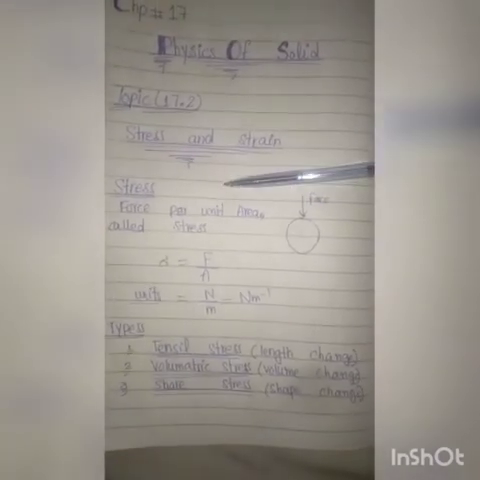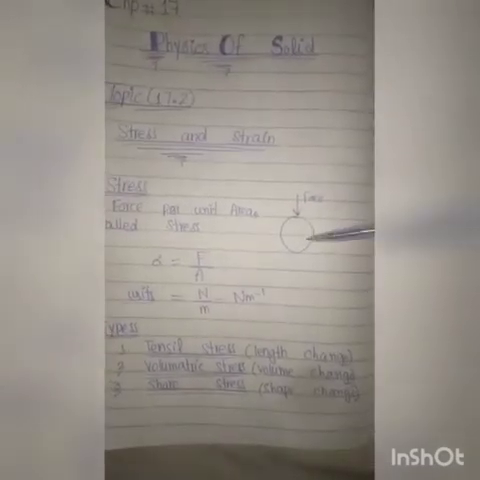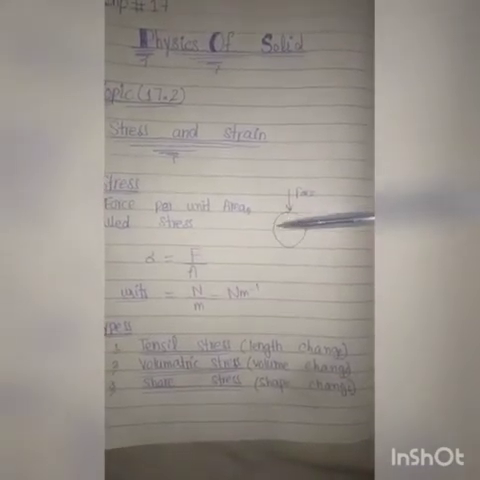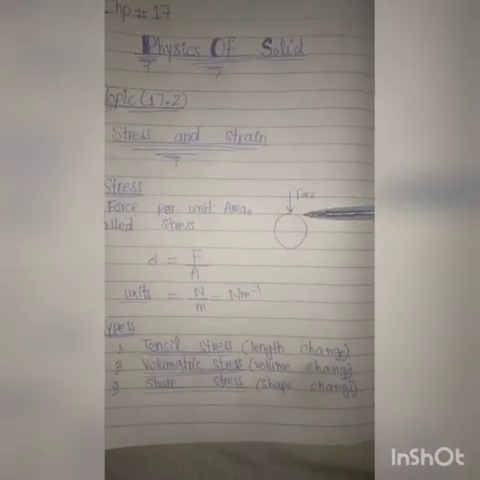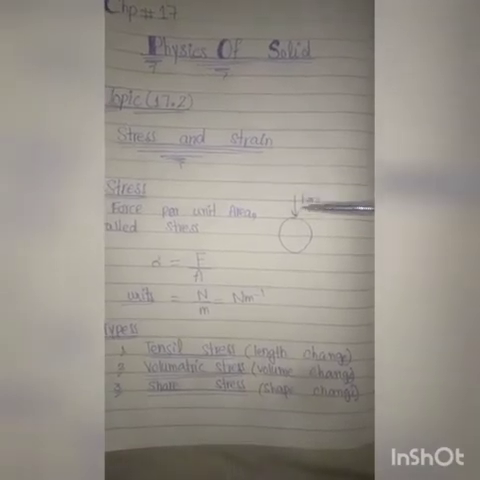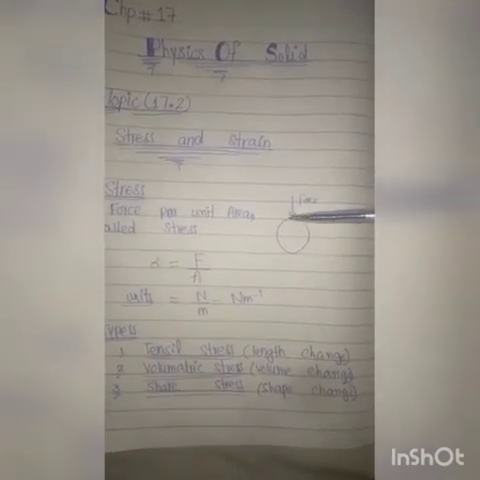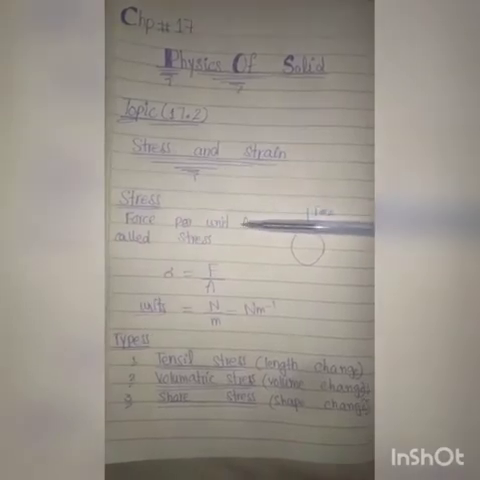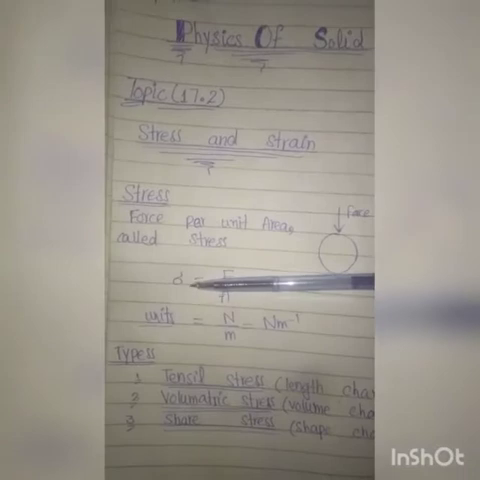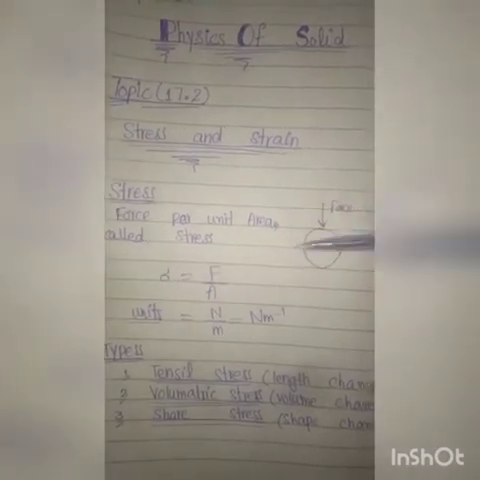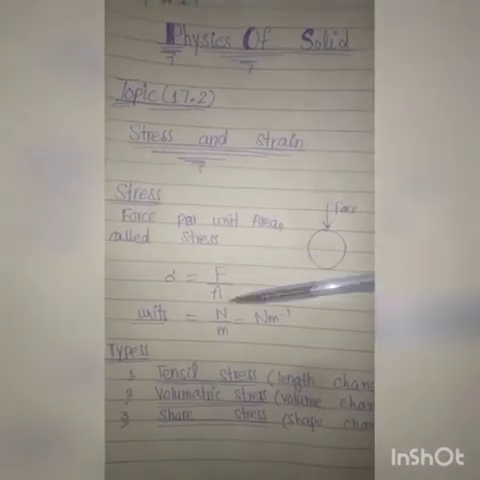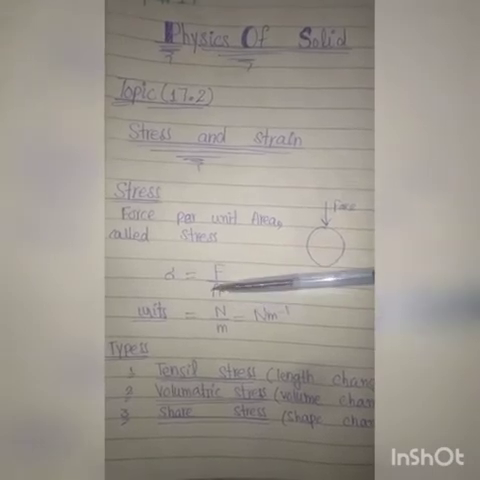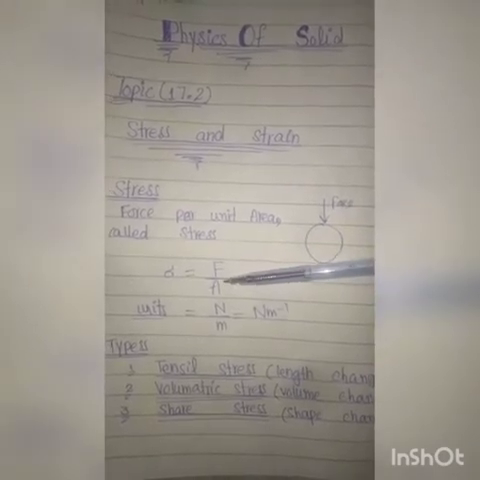Firstly, discuss the term stress. Let this be a body and we are applying a force to this body. When we apply a force on a certain area of the body, then this is called stress. Force per unit area is called stress. The symbol of stress is sigma, and we can write sigma equal to force per unit area, F over A. So sigma equal to F over A is called stress.